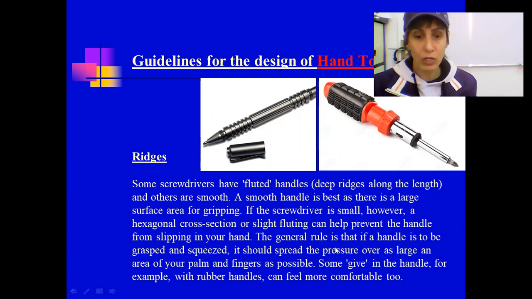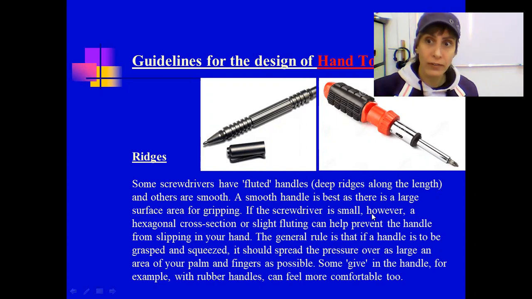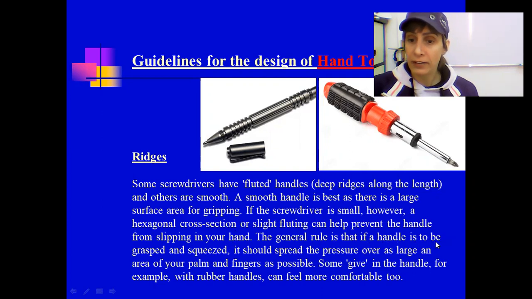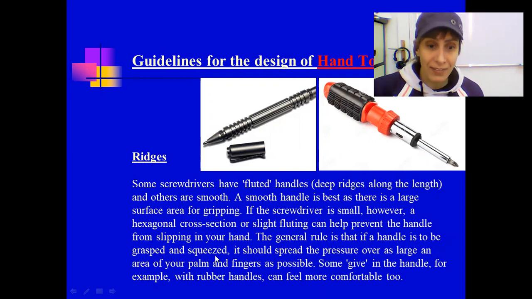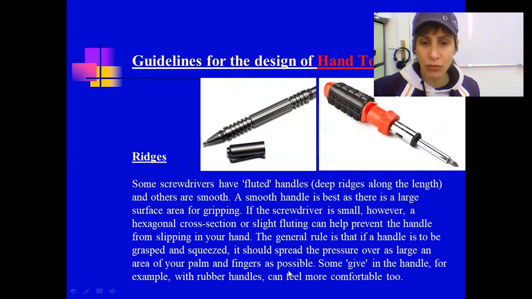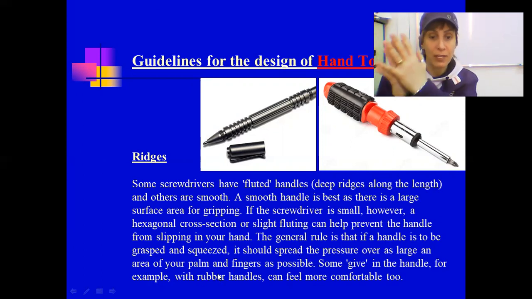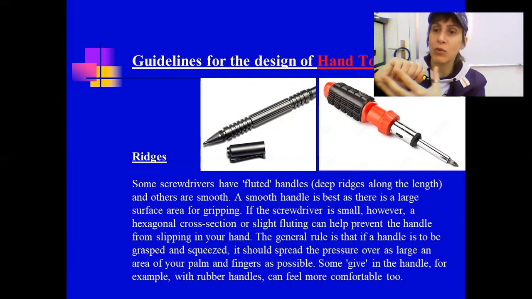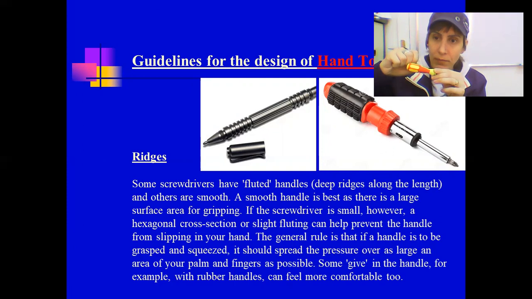So you need to decide, does your tool need ridges or not? And where to place them? And what type? So the general rule is that if a handle is to be grasped and squeezed, it should spread the pressure over as large an area as possible, over the palm and fingers. So the pressure, when I squeeze it, should be distributed over the fingers and the palm, not focused in one area, okay?